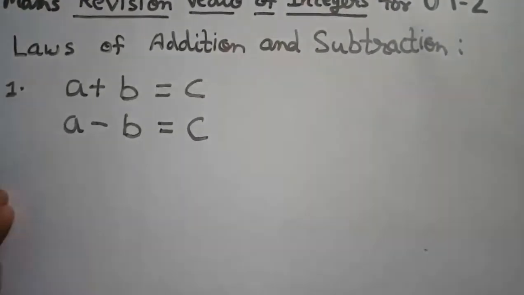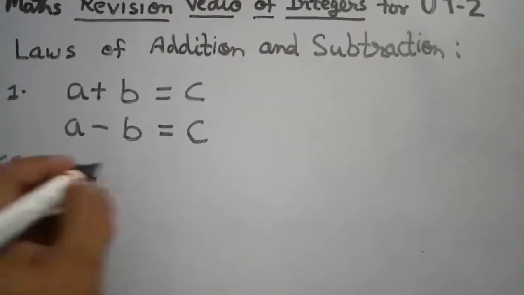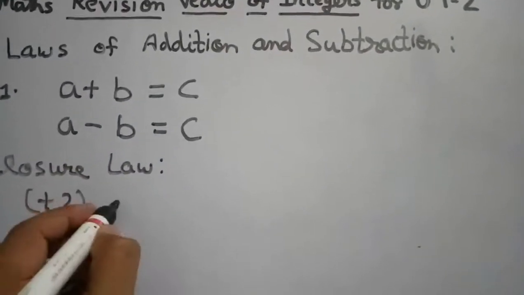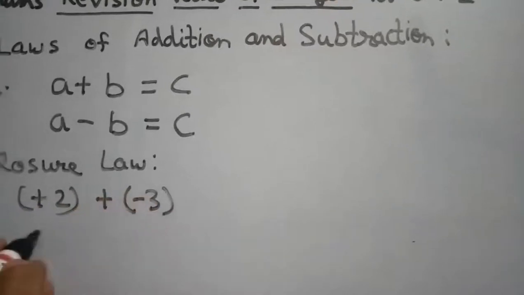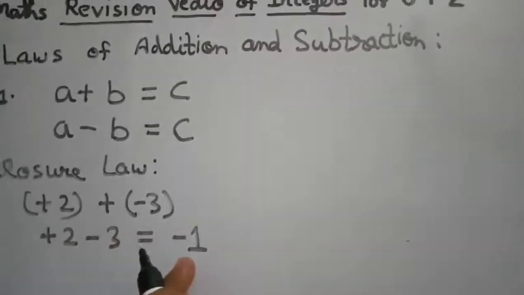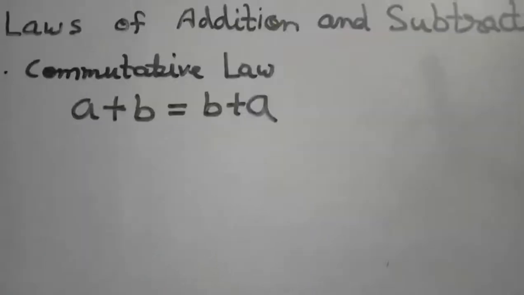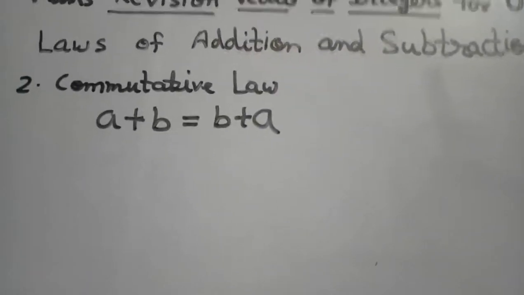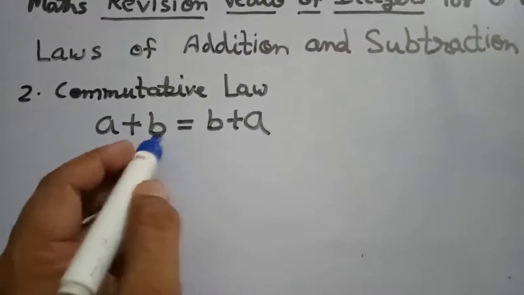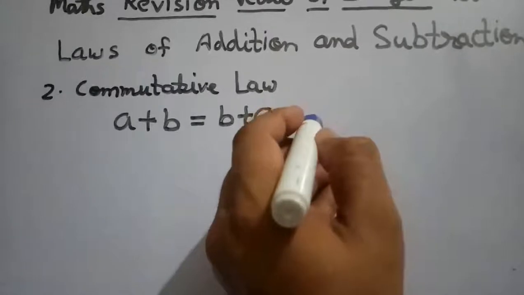For example, plus 2 and minus 3, the result is minus 1. Minus 1 is also an integer. Second law of integers: if we add two integers, or add the same integers with their order changed, the result will be the same.